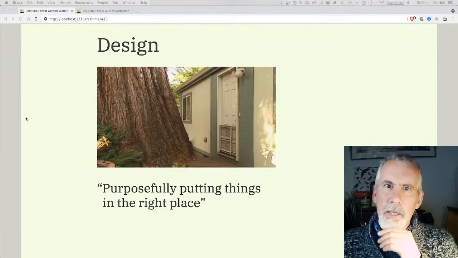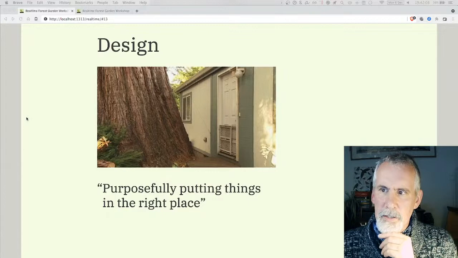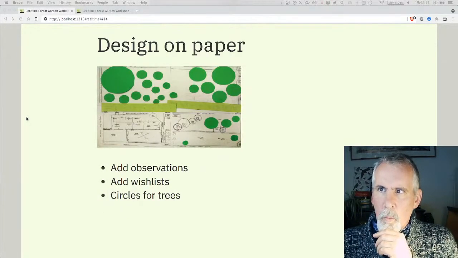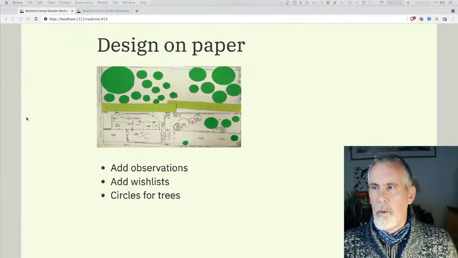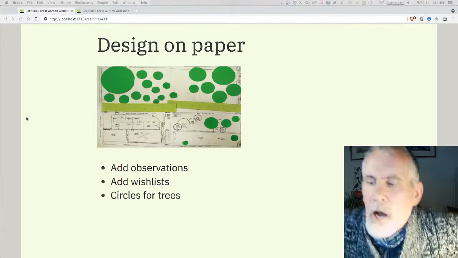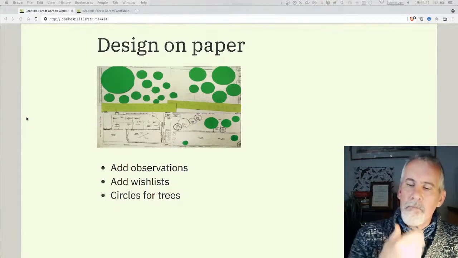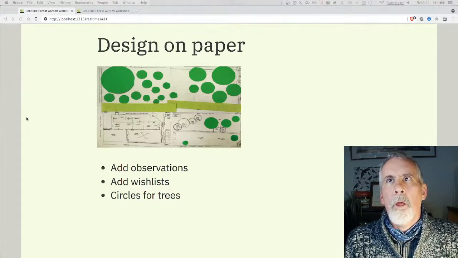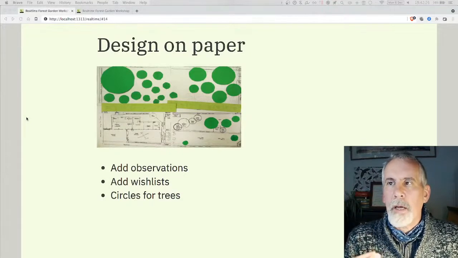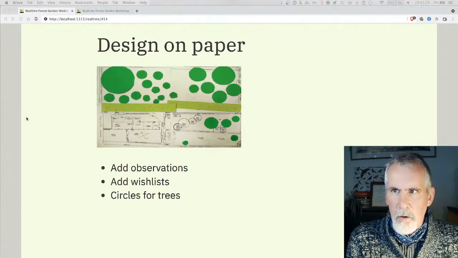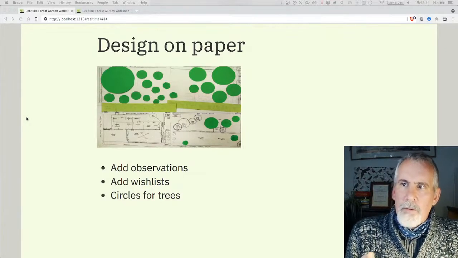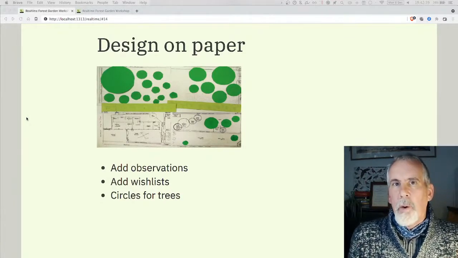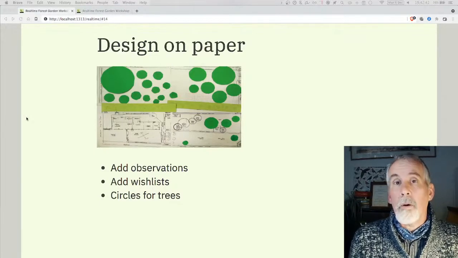So, designing: purposefully putting things into the right place, whether you're doing it on paper or on a computer. I really am in two minds about it. I think it's quite a big ask to get people to design their own gardens. I do think there's an awful lot of skills to take on board. I was very much for everyone, the DIY ethic. The tools are out there, but it is quite a lot of work to figure out.